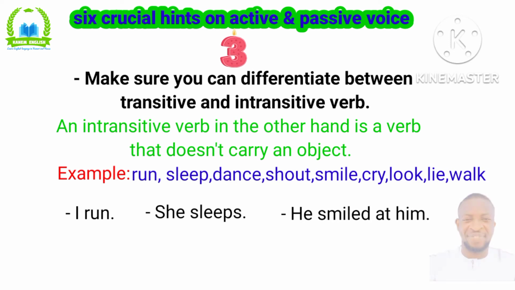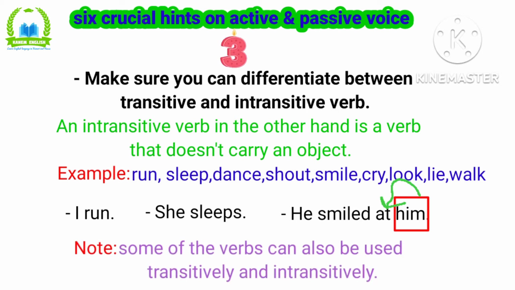He smiled at him. So someone may say, him is there, so him is the object. But him is not the direct object of the verb smile. This him is the object of the preposition at. It doesn't belong to the verb. Therefore, this one is an intransitive verb.